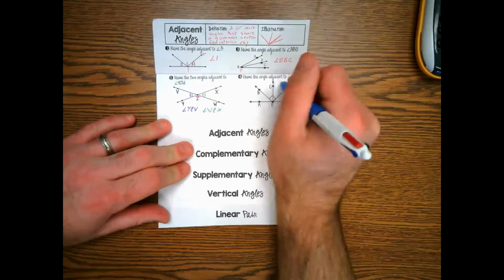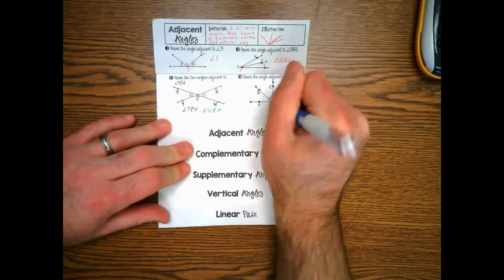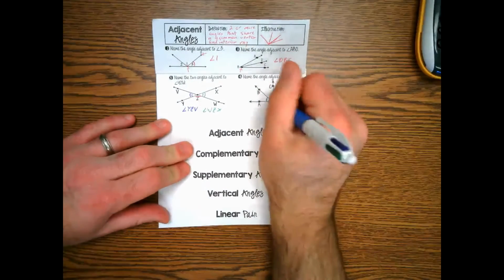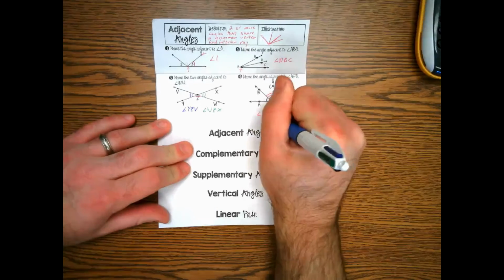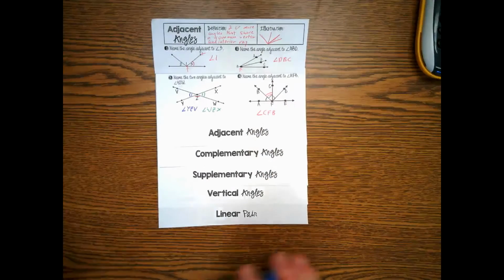Name the angle adjacent to angle AFB. AFB. So we're talking about this one here. So the one that's next to it is this one. That's angle CFB, and again, you could go the other way, BFC if you wanted to.